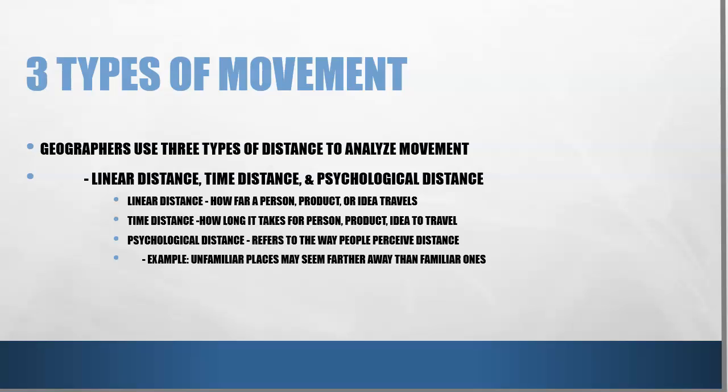A better example for me is, think about going on vacation. So you're going to Disney World. It seems like it takes forever to get there. And then when you come home, you blink and you're already home. And that's because you're anticipating, you're excited about getting there. So it seems to take a lot longer to get there than it does to get home, even though your linear distance and your time distance haven't changed. It's just that perception.